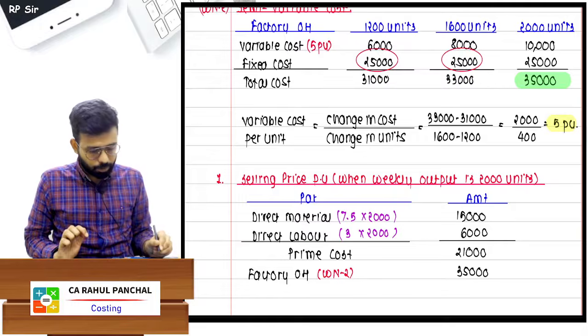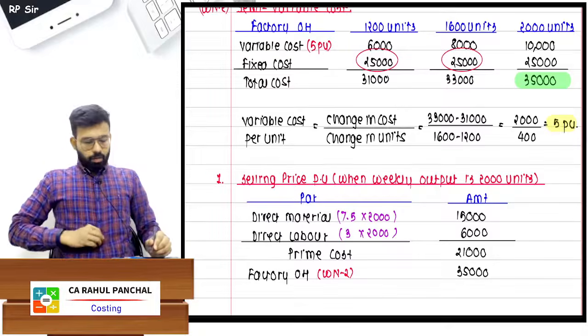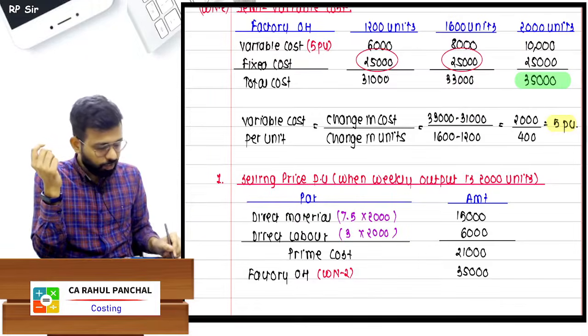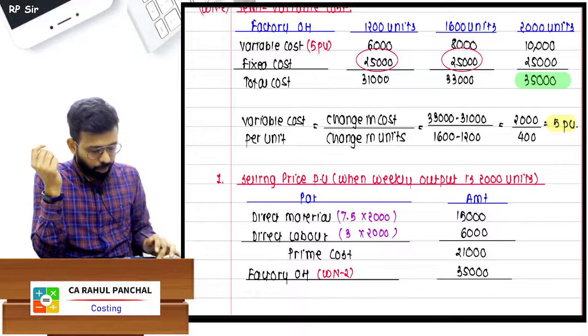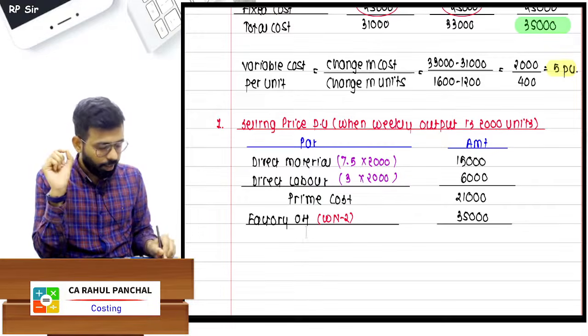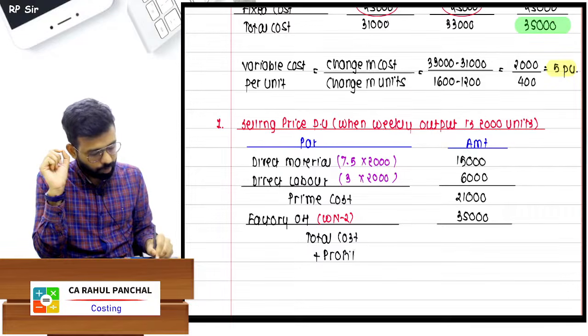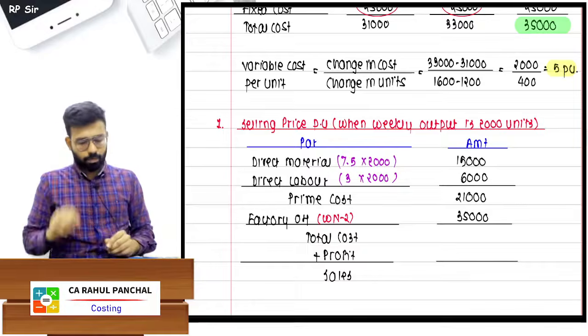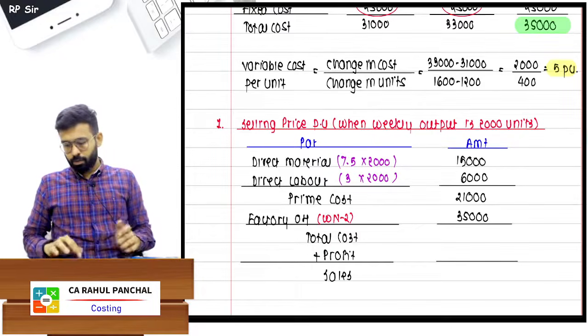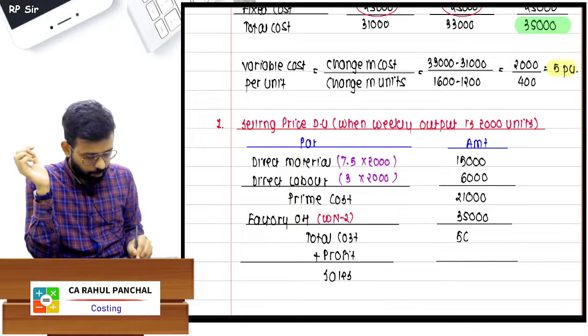So they have told us that assuming the company charges a profit of 20%, find out the selling price per unit. So we'll have to add now, and I'm not done with the solution, right? We are in the process only. Once I get the cost, then I will add a profit. So this is my cost, then I will add my profit here, then I will get sales. Your cost is 56,000.